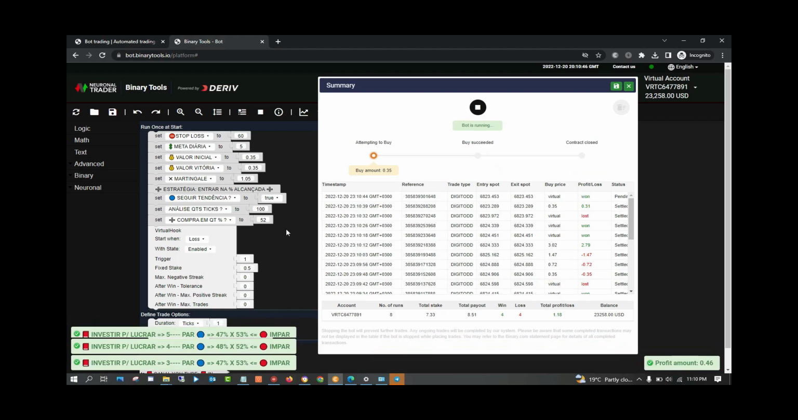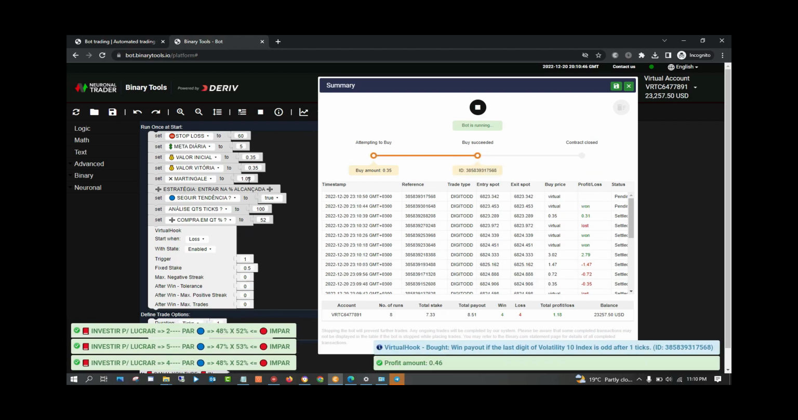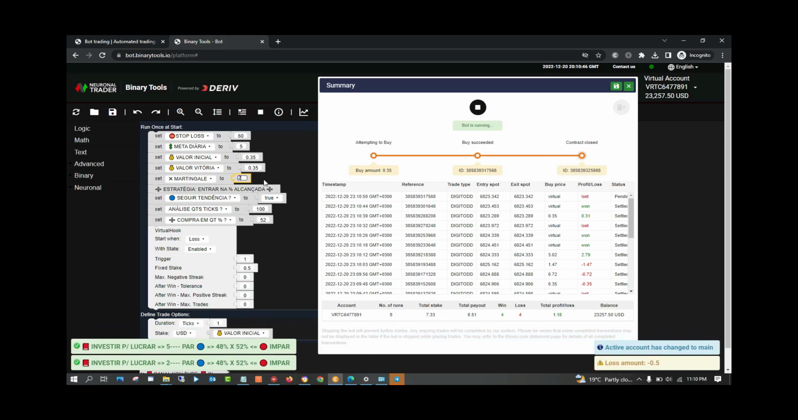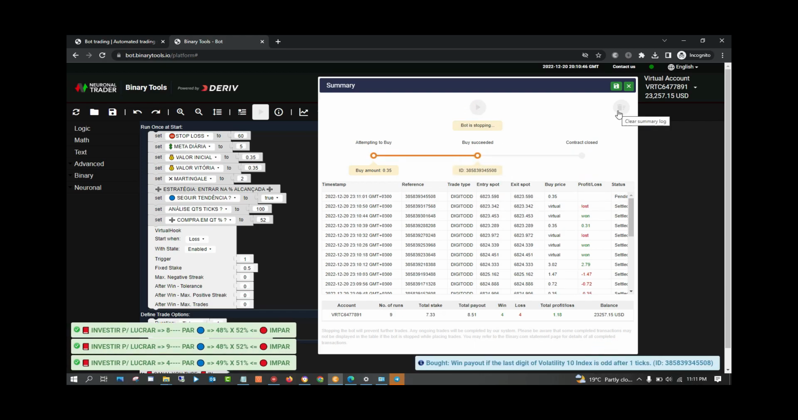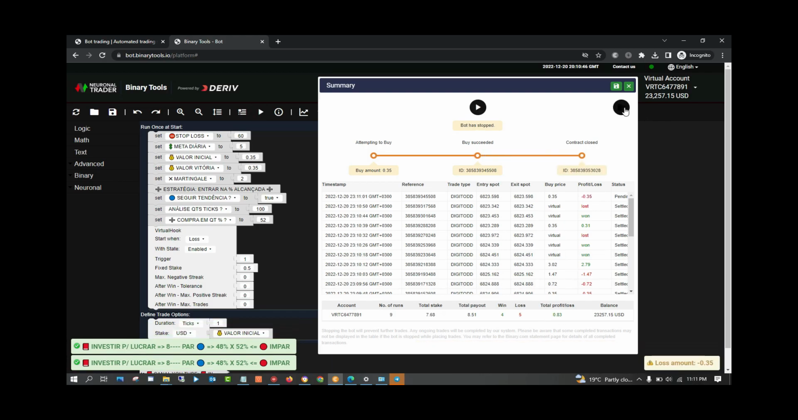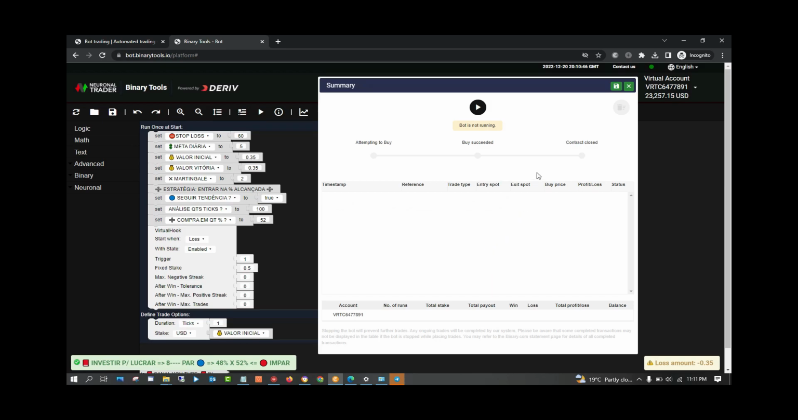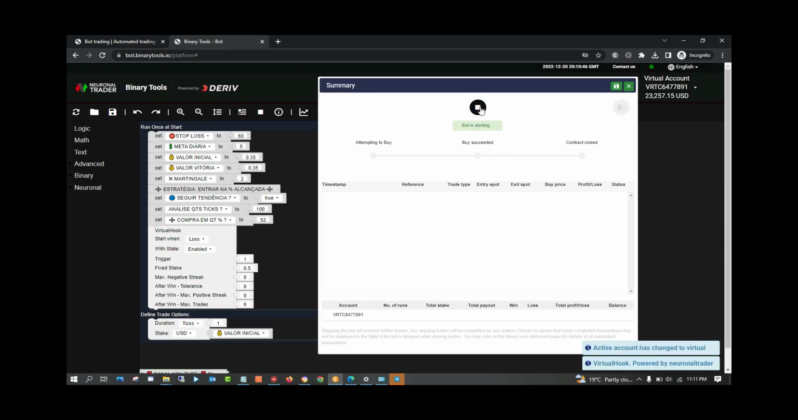So as you can see now, this martingale factor is not good according to me, but it should have been 2. Yes, let me just put 2 so that we can start, because now if we lose, we are getting less profits here. So I just want to recover everything. Let me just start the bot.